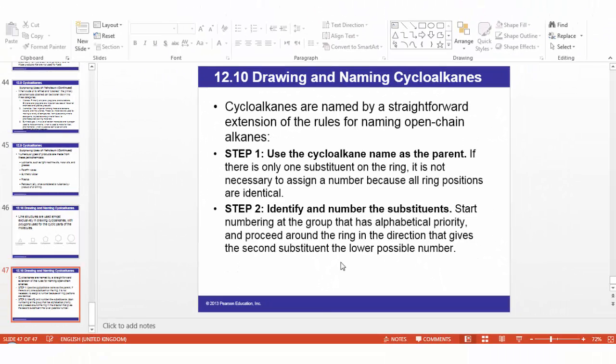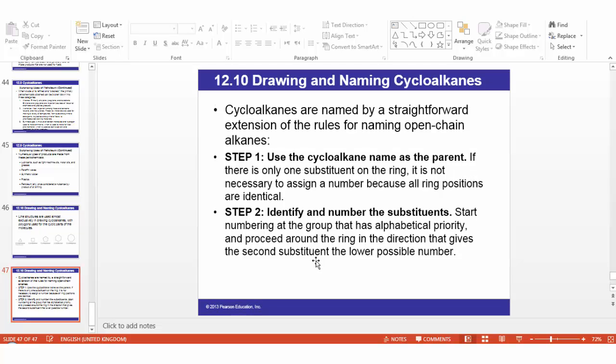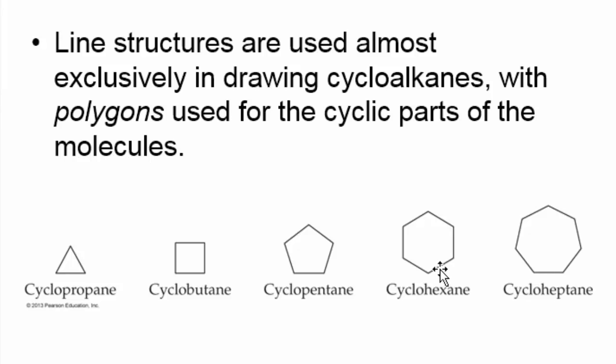So start numbering at the group that has alphabetical priority, as I said, bromo before chloro, and proceed around the ring in the direction that gives the second substituent the lower possible number. If we go back here, again, if you have here chloro and here bromo, you start numbering 1, 2, 3, 4, 5, 6, not from here 1, 2, 3, 4, 5, 6, to give the second substituent chloro a small number. So you go 1, 2.